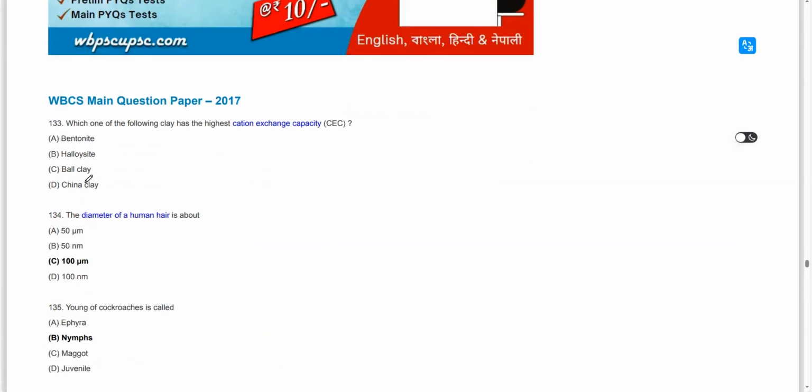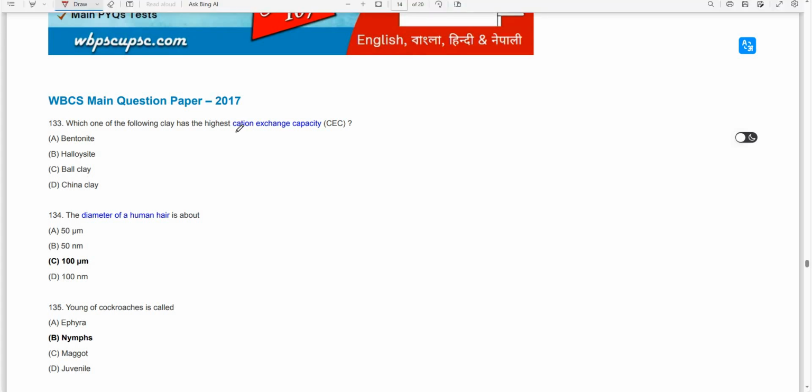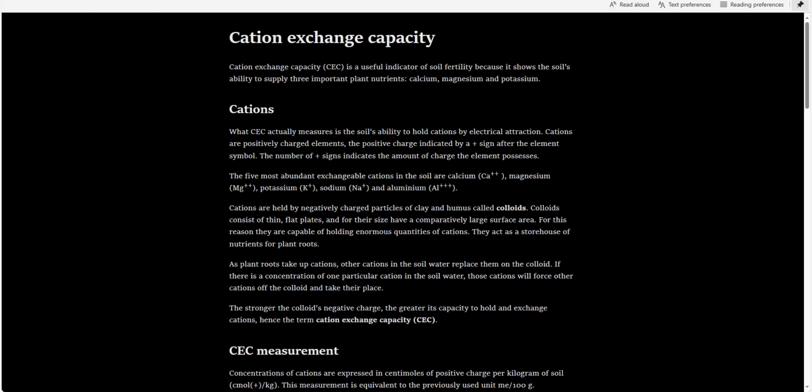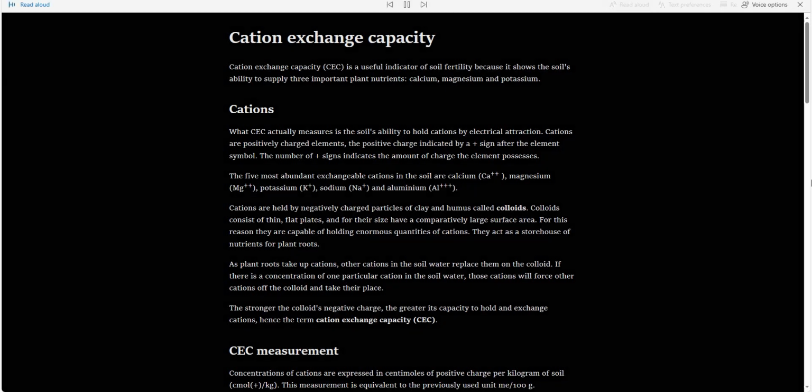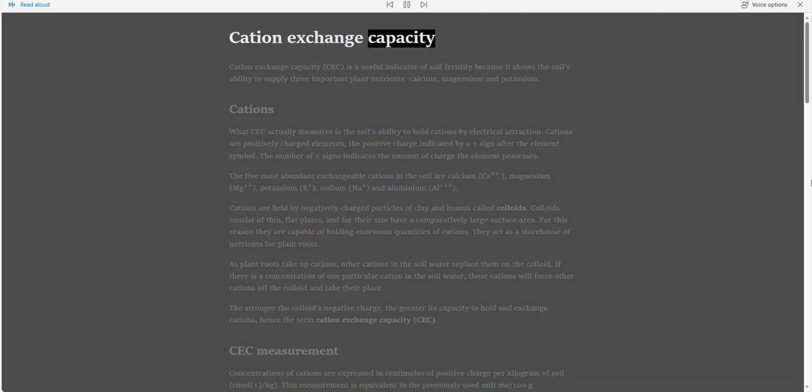Which of the following clay has the highest cation exchange capacity? Let's just check what cation exchange capacity is.